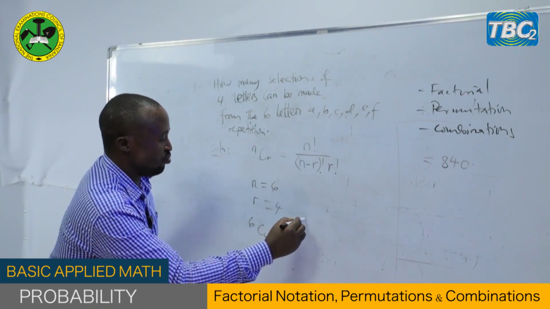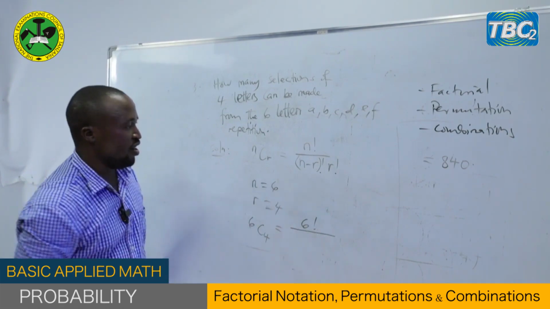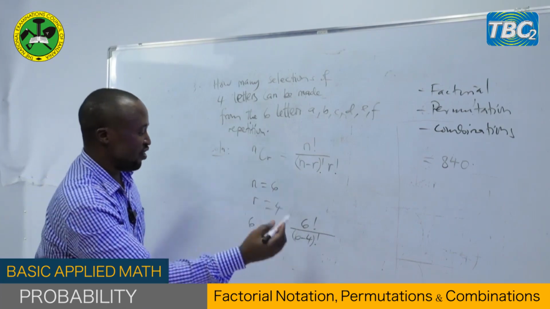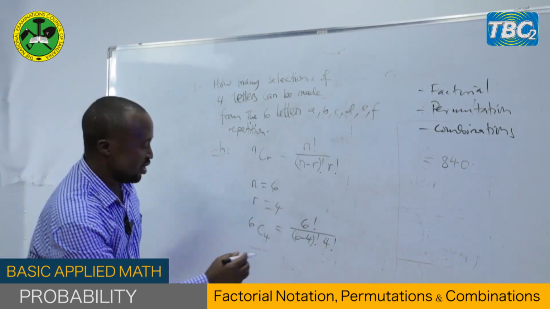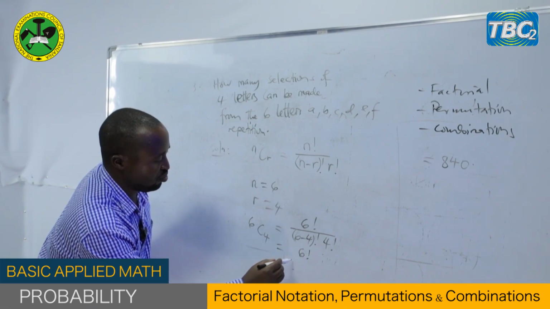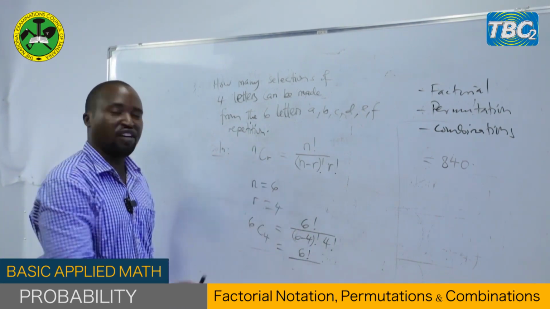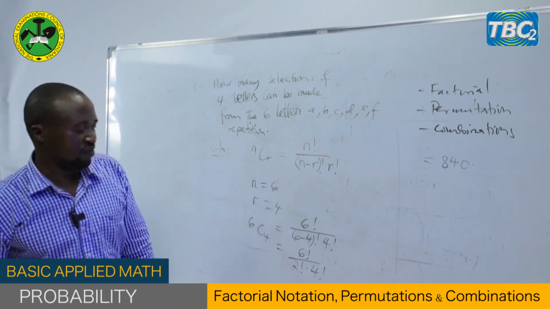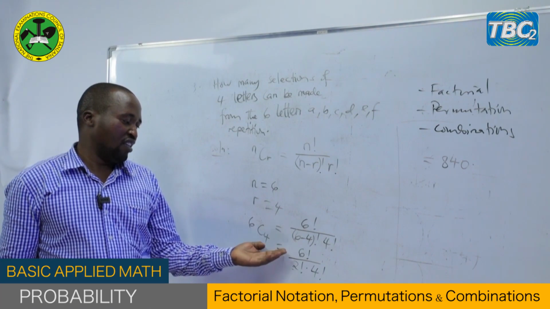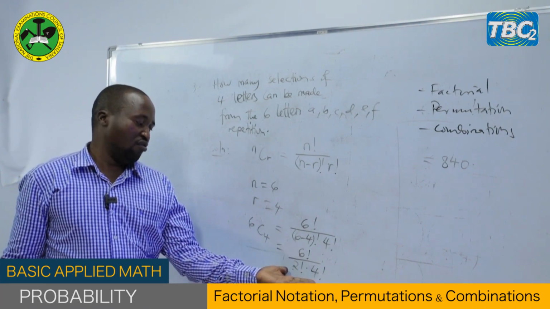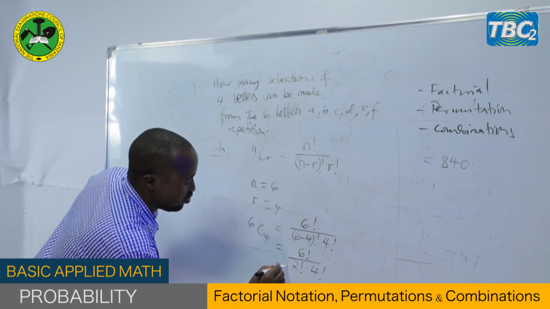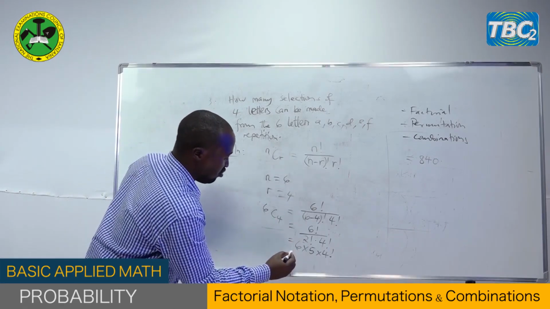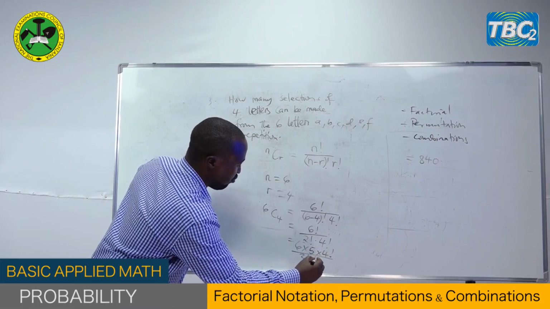That is equal to 6 factorial over n minus r factorial, that is 6 minus 4 factorial, times r factorial, that is 4 factorial. Now, this will be equal to 6 factorial over 6 minus 4 factorial, so we remain with 2 factorial, times 4 factorial. For the numerator, you can descend 6 factorial until you find 4 factorial. So this will be equal to 6 times 5 times 4 factorial. Why 4 factorial? Because in our denominator side, we have 4 factorial. So that is 2 factorial times 4 factorial.